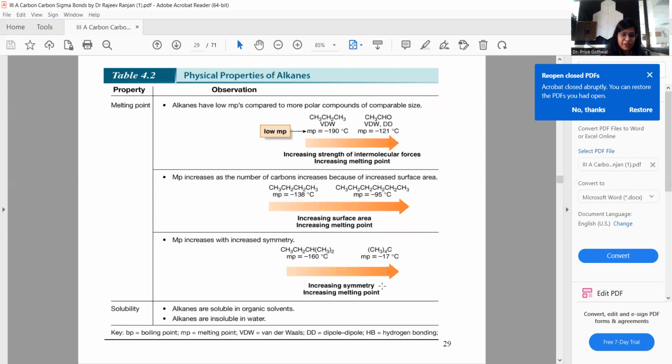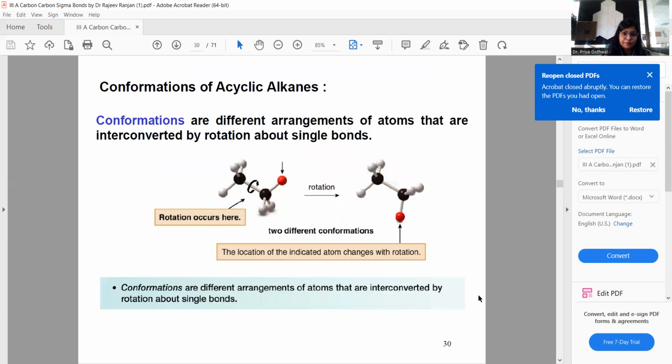The next property is solubility. Alkanes are soluble in organic solvents only because they are non-polar compounds. So alkanes are insoluble in water. Here the keywords used: BP denotes boiling point, MP denotes melting point, VWW denotes van der Waals forces, DD denotes dipole-dipole interactions, and HB denotes hydrogen bonding. So these are some physical properties of the alkanes.